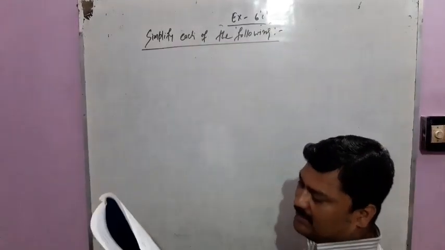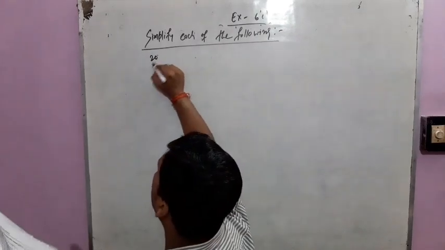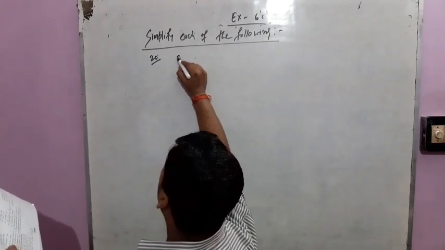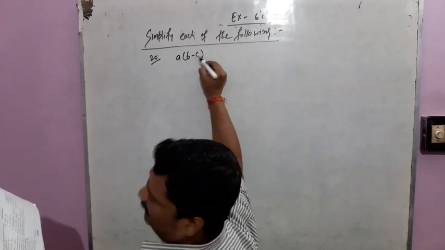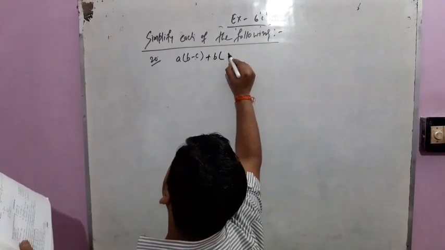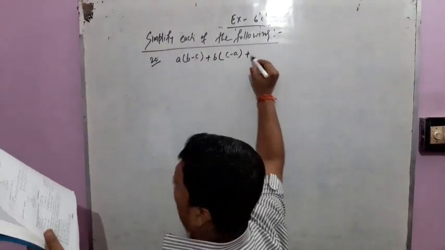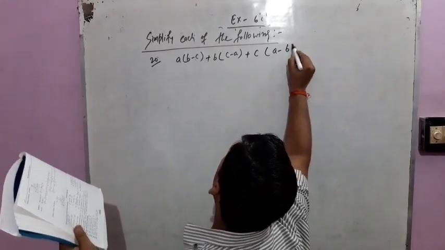Now look here, simplify the following. The very first question is going to be question number 20 here: A into B minus C plus B into C minus A plus C into A minus B.